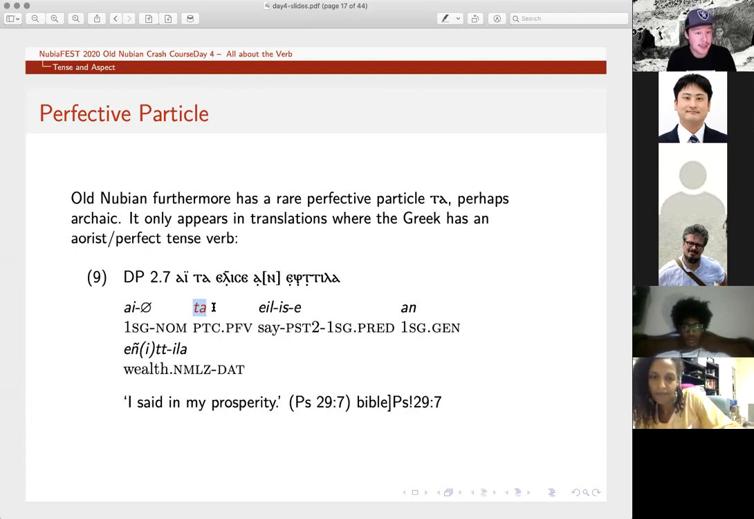But we do know that it occurs in translations in which the Greek has an aorist or perfect tense verb. So we call it a perfective particle. Not much to say about it otherwise. Anyone who has any idea about what this thing is or where it comes from, because Old Nubian doesn't have a lot of particles, nor does it have any verbal prefixes, right? And this seems to function a little bit like a prefix.